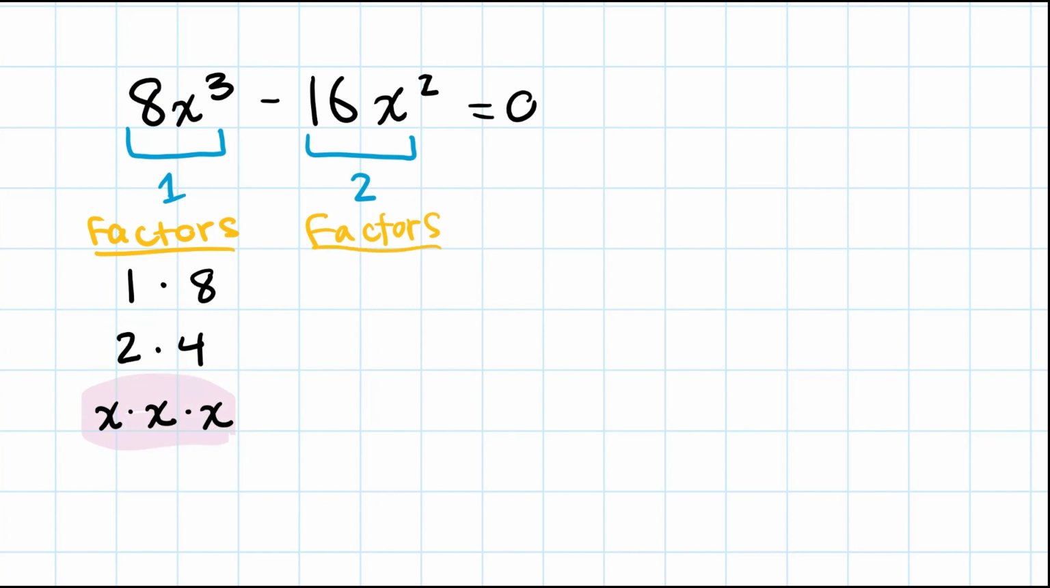Let's look up the factors for the second term, which is 16x to the power of 2. Reminder, this is also negative, so we will have to look at that at some point as well. So what are the factors that make up 16? We'll do that one first. We have 1 and we have 16. What else do we have? We have 2 and we have 8. And then we also have 4 and 4. All of those things, when you multiply them together, make 16.